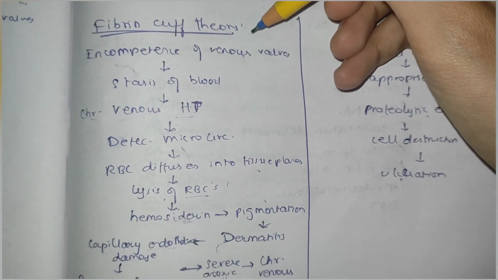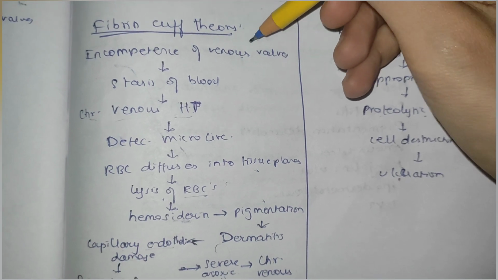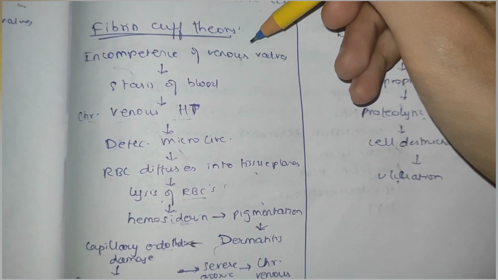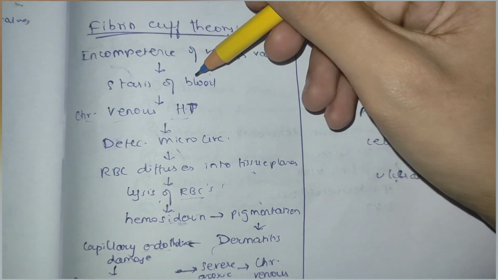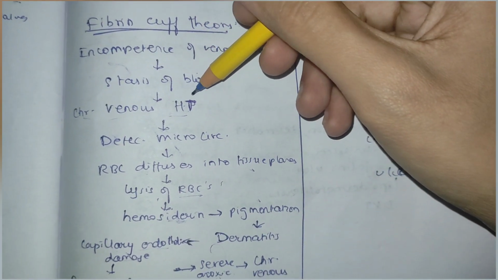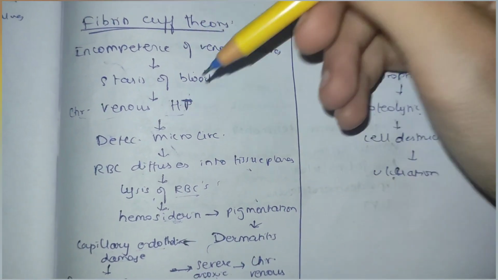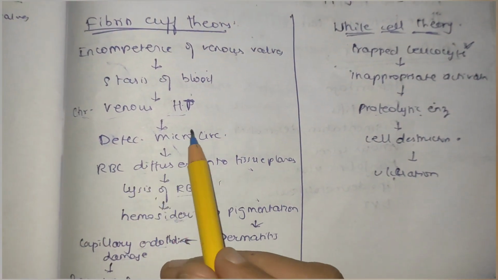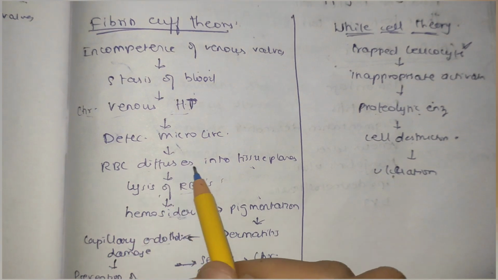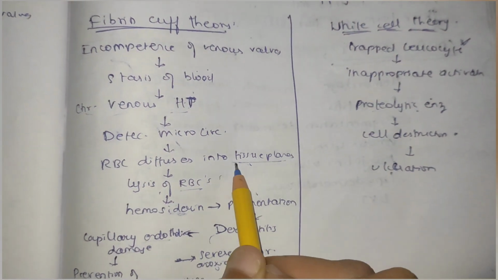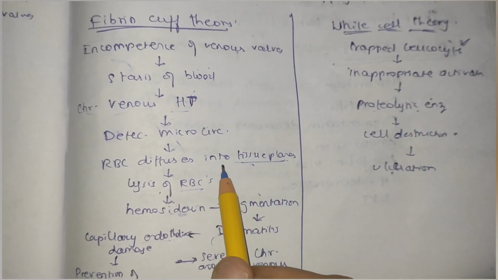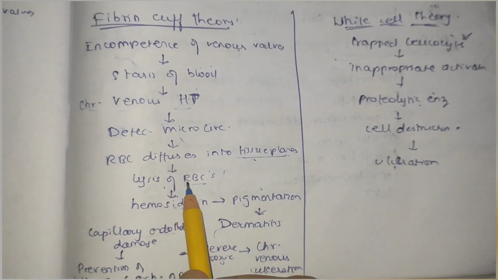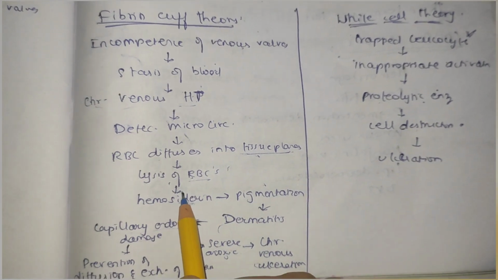Generally in varicose vein, venous valves are incompetent. Due to the incompetency of the venous valves, there is stasis of blood. Due to the stagnation of blood, chronic venous hypertension occurs, and this causes defective microcirculation. Due to the stasis of blood and chronic venous hypertension, RBC diffuses into the tissue planes. As soon as it enters the tissues, there is lysis of RBC and release of hemosiderin pigment.